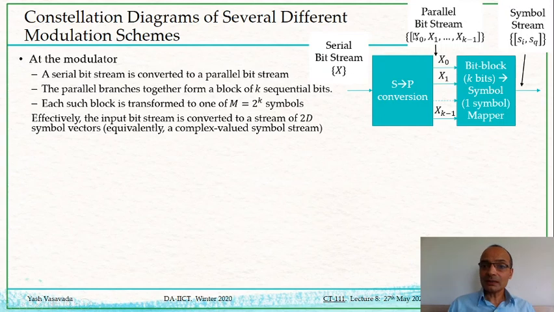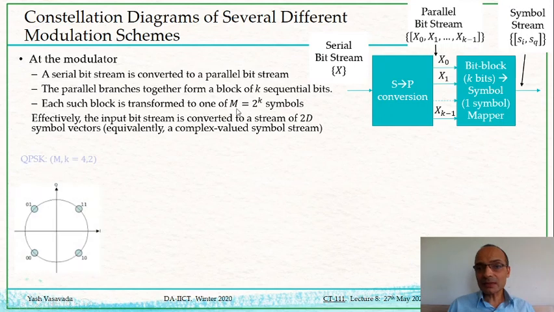For QPSK, M is equal to 4, small k is equal to 2, and now you have two parallel branches, x0, x1. And using that, this block here picks one of the 4 symbols. For 8-array PSK, M is equal to 8, and so now there are 3 such parallel branches, and you get a particular symbol out of the 8 symbols through this particular block diagram.